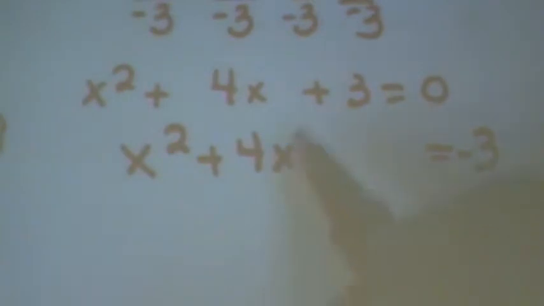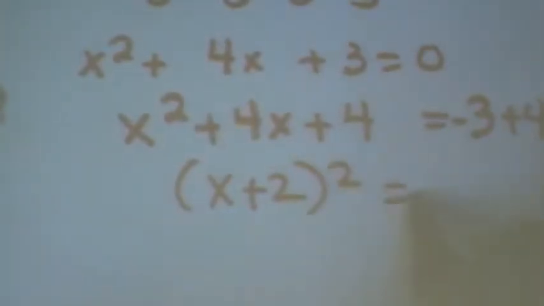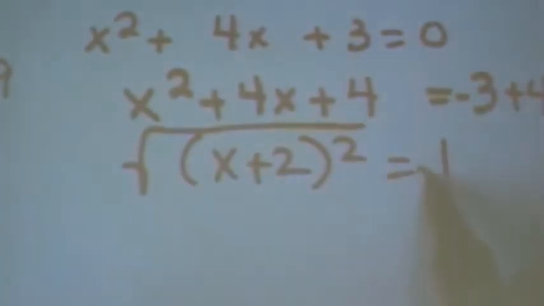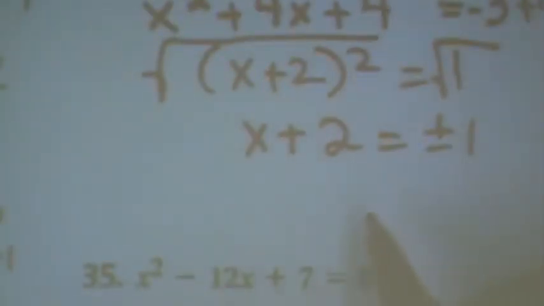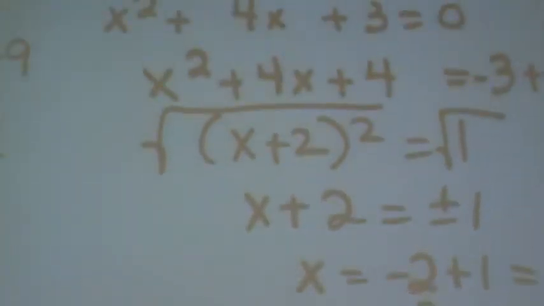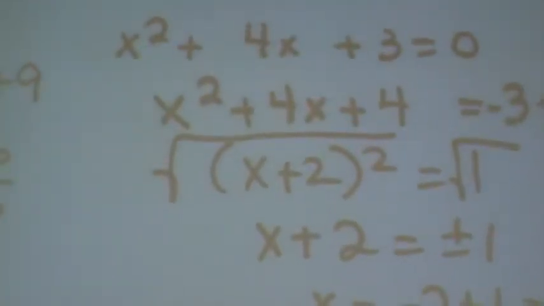You're going to take half of 4, which is 2, and square it. You're going to add 4 to both sides. And you get x plus 2 quantity squared is equal to 1. Square root of both sides. And you get x plus 2 is plus or minus 1. -2 plus 1, which is -1, and -2 minus 1, which is -3. Now, can you check these answers to see if they're right? Absolutely, you can plug them in.